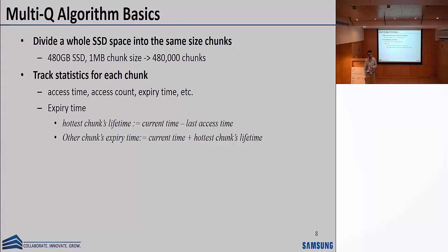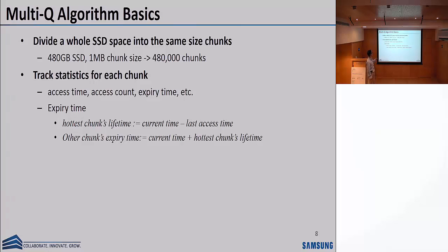And then we track statistics for each chunk, especially for write command. Multi-queue tracks access time, access count, and expiration time, like a future expiry time. That is kind of an estimation of the future access for that chunk.